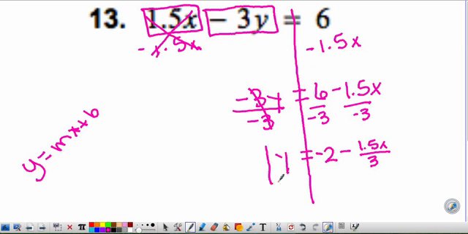Isn't that 3 under 1.5x negative? Yes, it is. Thank you. I did that to see if you were paying attention. You'll say that every time you miss it.